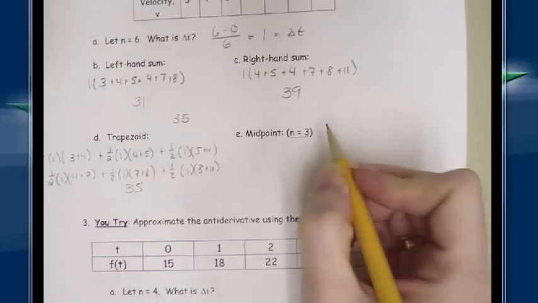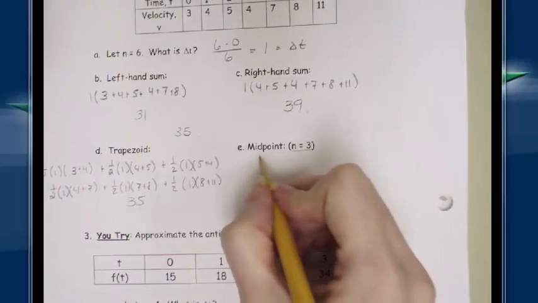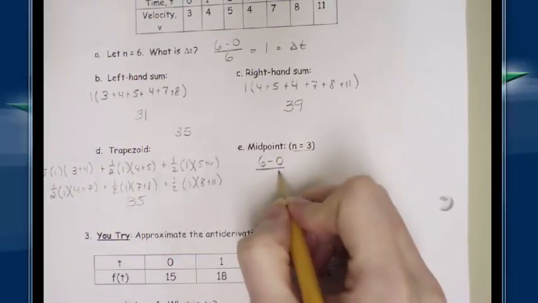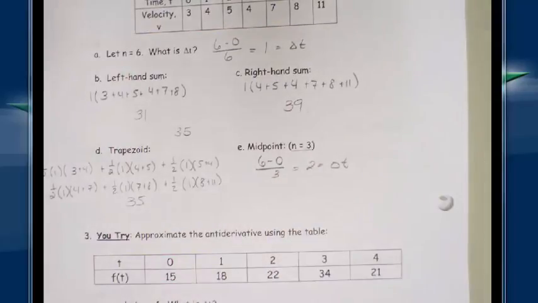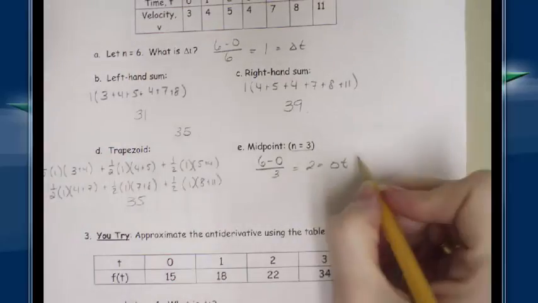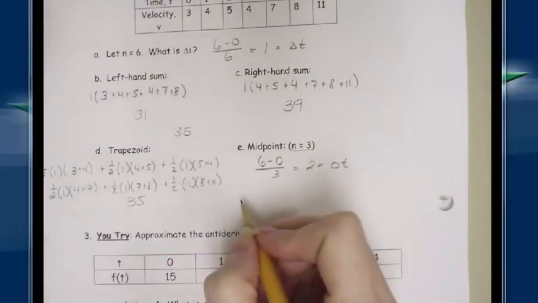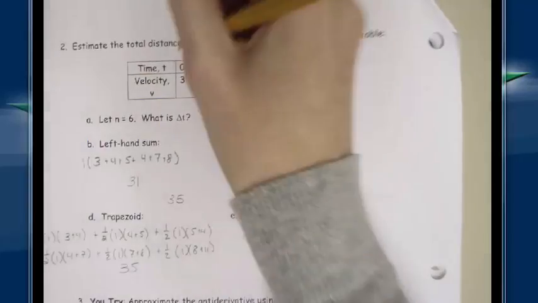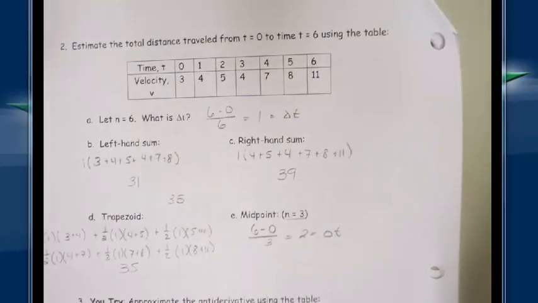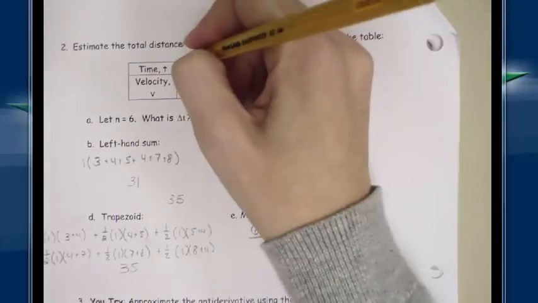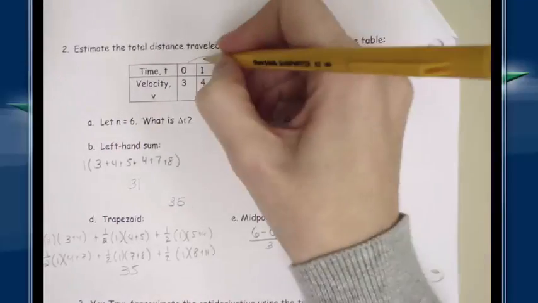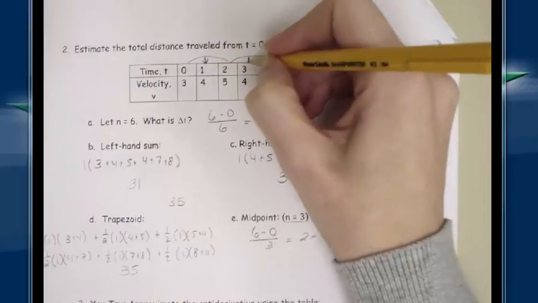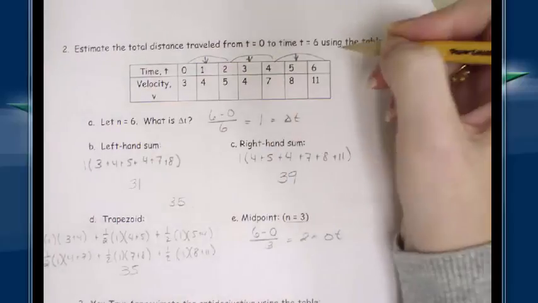Now I'm changing the n value just so I can have the data to work with. So 6 minus 0 over 3 now means that delta t is now 2, okay? So when I look at each of these, instead of having the 6 towers, we're only going to have 3. So going through 0 to 2, 2 to 4, 4 to 6. Those are my intervals. The midpoint is at 1. The midpoint is at 3. The midpoint is at 5.